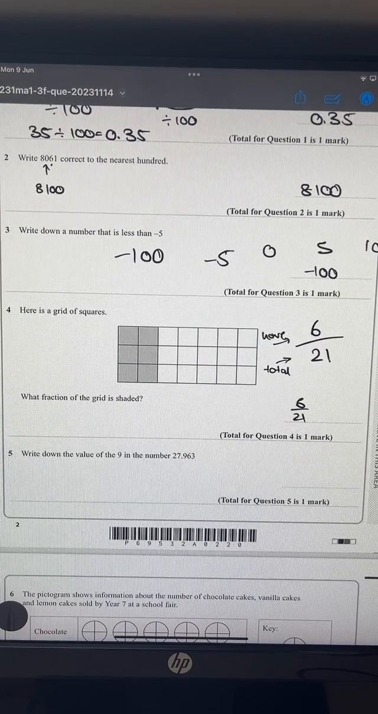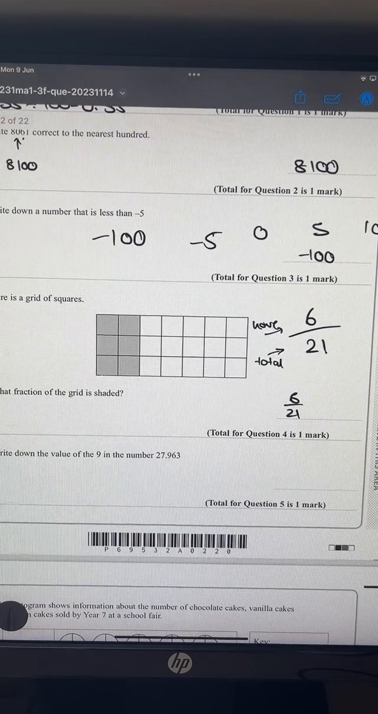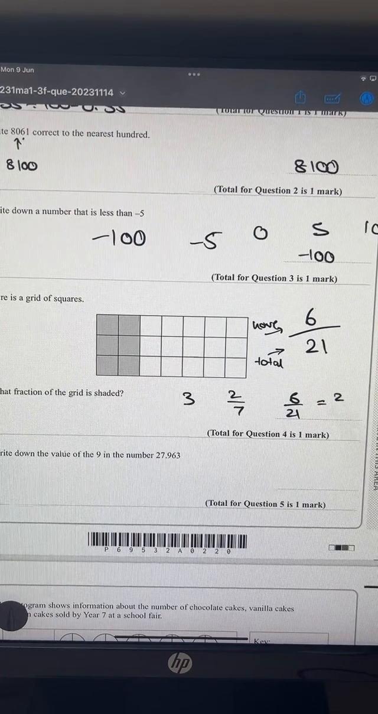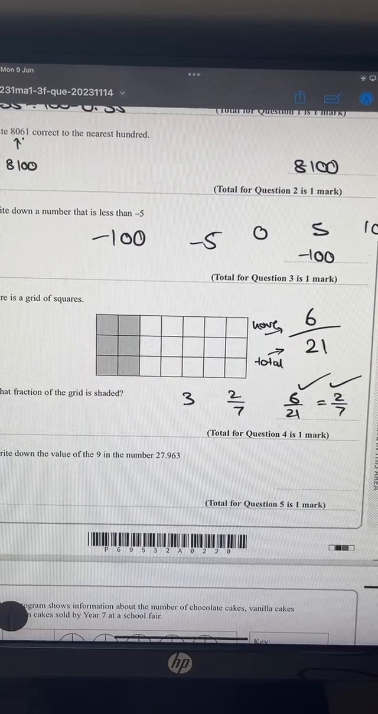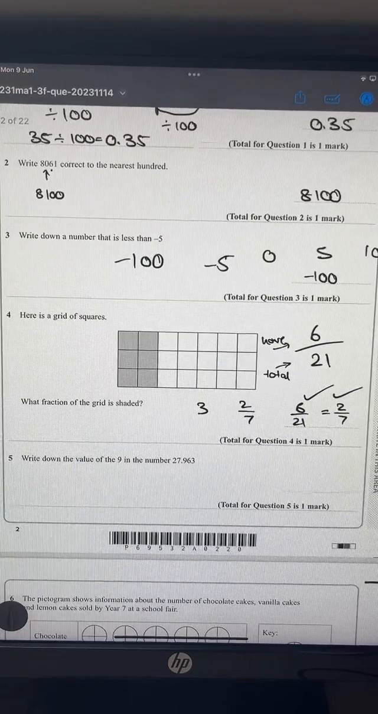But if I did have to simplify it, how would I do that? Well, I'd see what number goes into both 6 and 21. 3, right? So 6 divided by 3 is 2. 21 divided by 3 is 7. So I could also put 2 sevenths. Either of these will get you the mark. If it doesn't say simplify, maybe don't risk it. Just give the number as is.